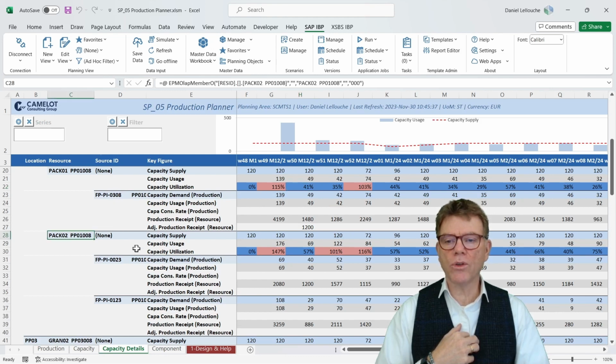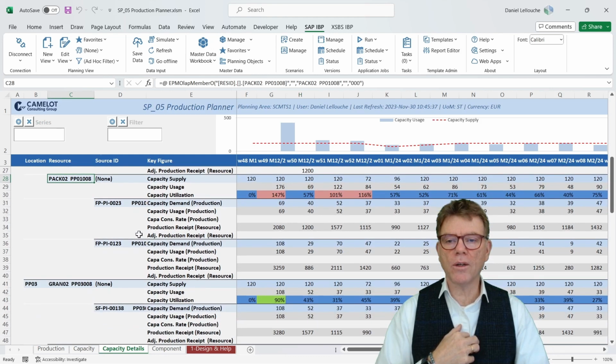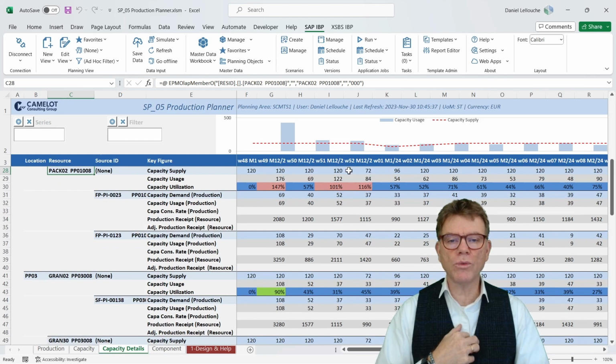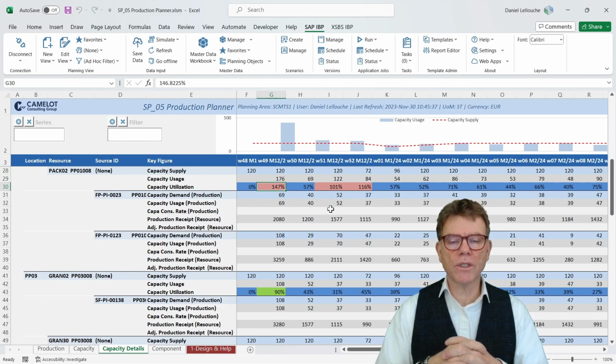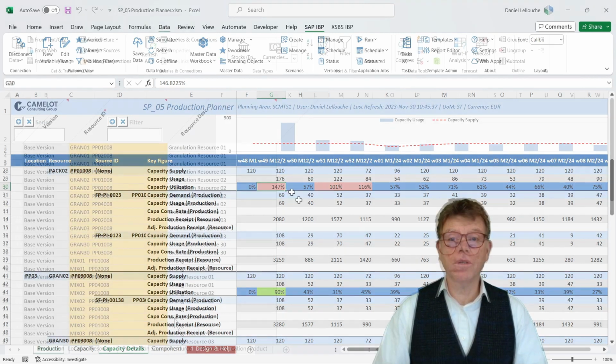And you see in this other packing resource, we've got here two products that are consuming this resource with their relative production quantity, leading to 176 over 120. Therefore, it's still overloaded here. So now, how do we define the elements to have such a result in the system? So we have to define master data first.